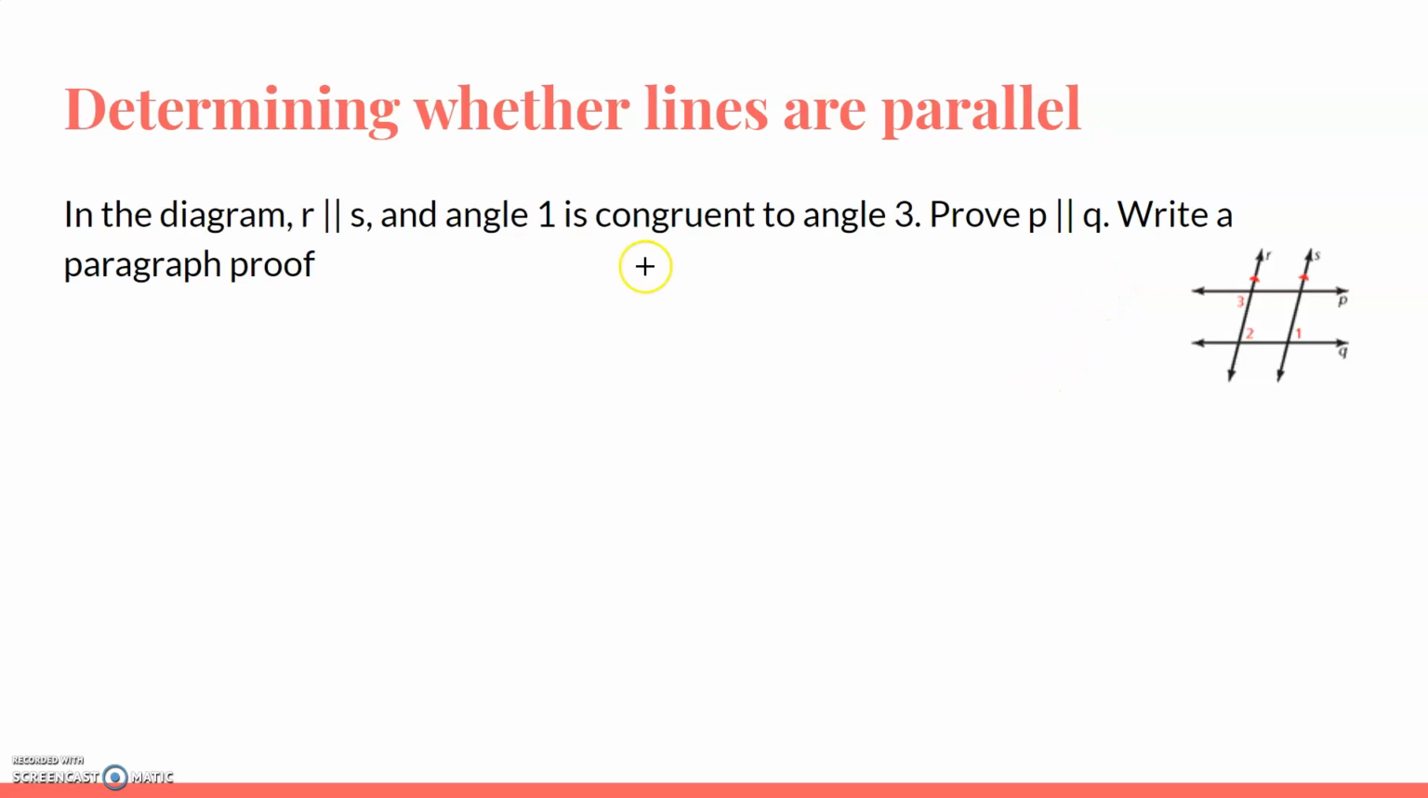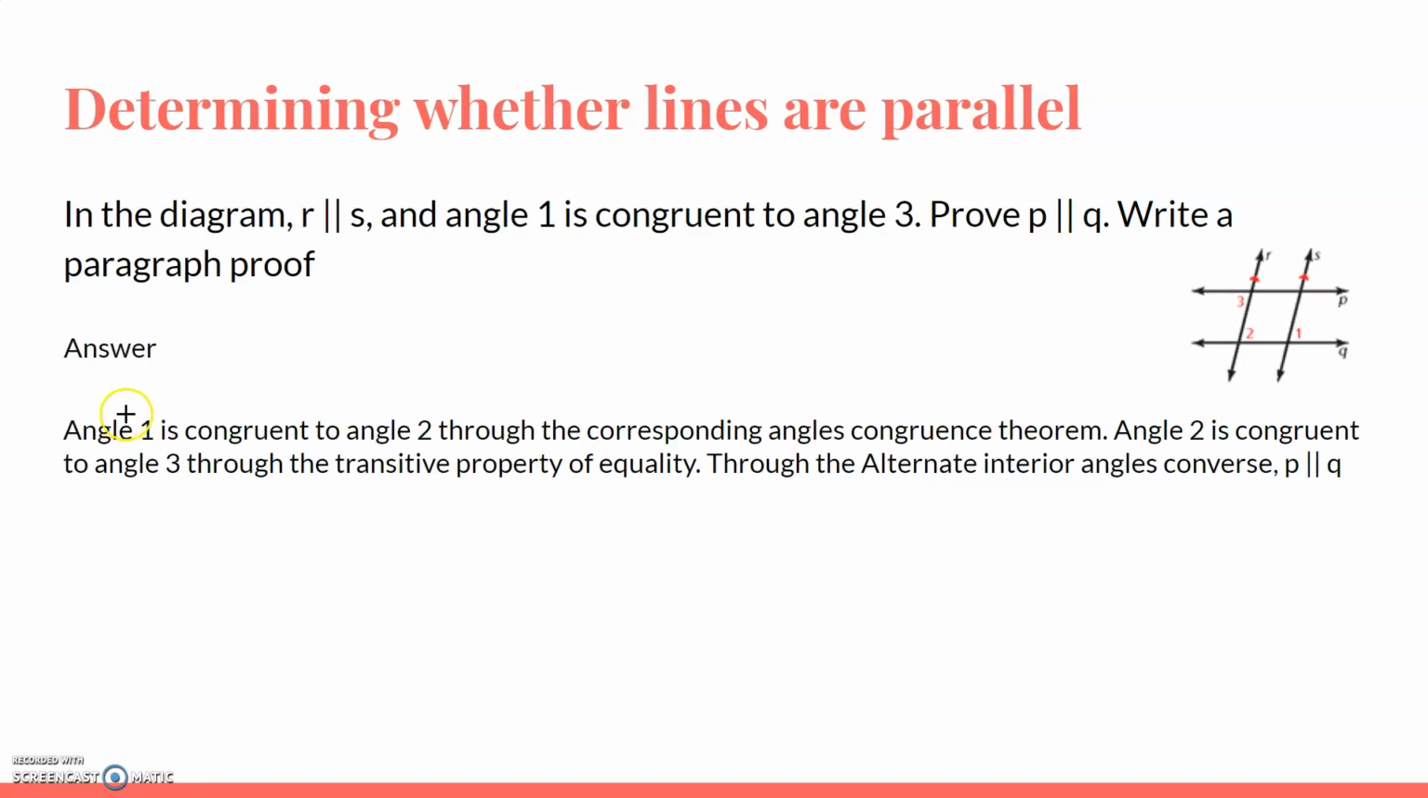Alright, so now that you're back, we need to prove that line P and line Q are parallel, and we have to write a paragraph proof. As we learned, a paragraph proof is just a proof written in paragraph form, so let's get started. We know that angle 1 is congruent to angle 2 through the corresponding angles congruence theorem. Since these two lines are parallel, the corresponding angles are also all congruent.